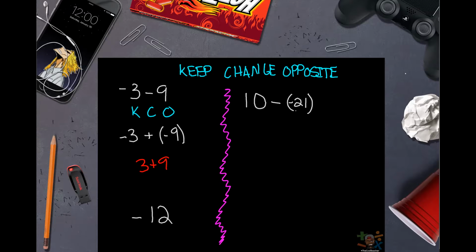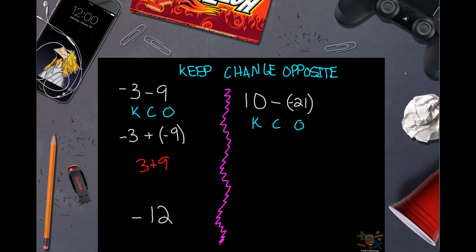You're probably looking at this like, oh, what do we do here? Since we're subtracting integers, and how do you know you're subtracting integers? It's a minus sign right here, and there's an integer right there. So we're going to do the same exact thing. We're going to do our KCO. You know what that stands for? Keep, change, opposite.